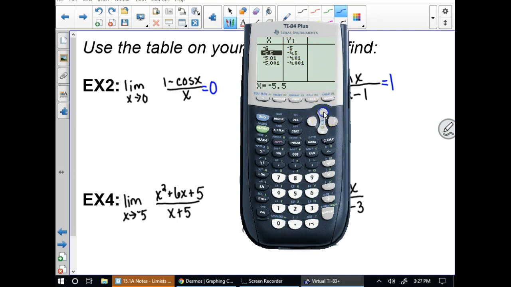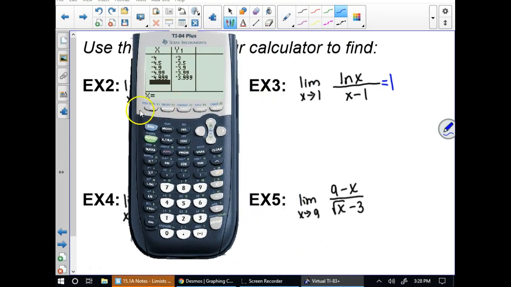If we approach from the right, so numbers larger than negative 5, like negative 4.5, negative 4.9, negative 4.99, negative 4.999. We can see we also are getting closer and closer to negative 4. So our limit here for this one would be negative 4.